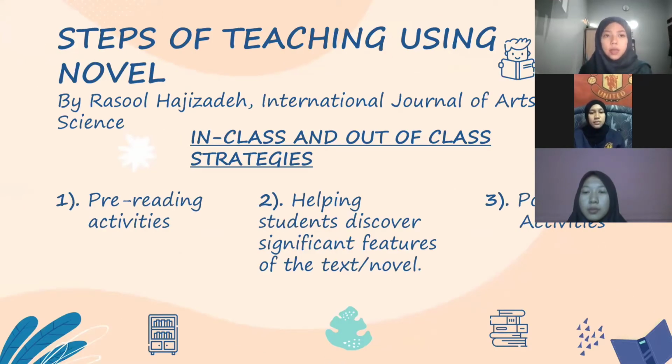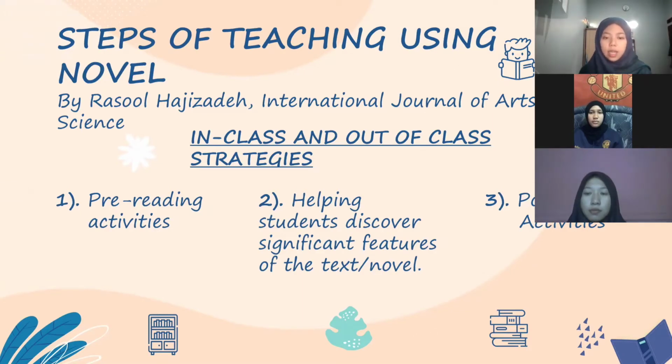So here are the steps of teaching using novel by Rezul Hajizadeh, International Journal of Art Science. They use the strategies of in-class and out-of-class. So the first strategy is pre-reading activities, including pre-teaching vocabulary, preparing questions relevant to the assigned text, and thinking about major issues of the text. Pre-reading is also desirable from a didactic point of view since, for example, this procedure makes it possible to use a large variety of written text for homework.